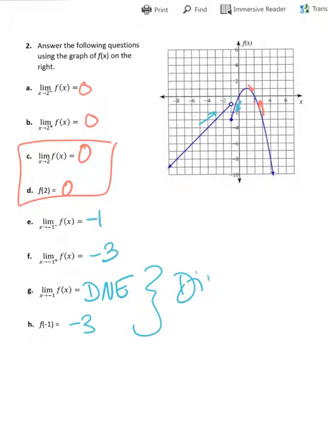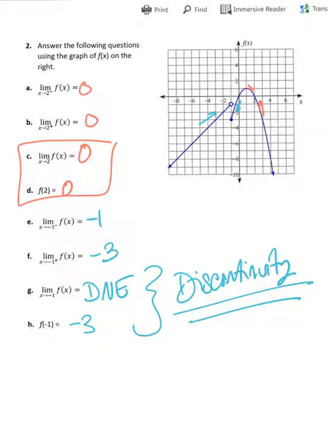You have a discontinuity because those two are different. That is a discontinuity, and because these two are different, it's actually a jump discontinuity. It looks like the graph, and then it jumps to a totally different graph. It goes from a line to a parabola. So there will be discontinuities on the graph on the test, as well as doing limits from a graph.